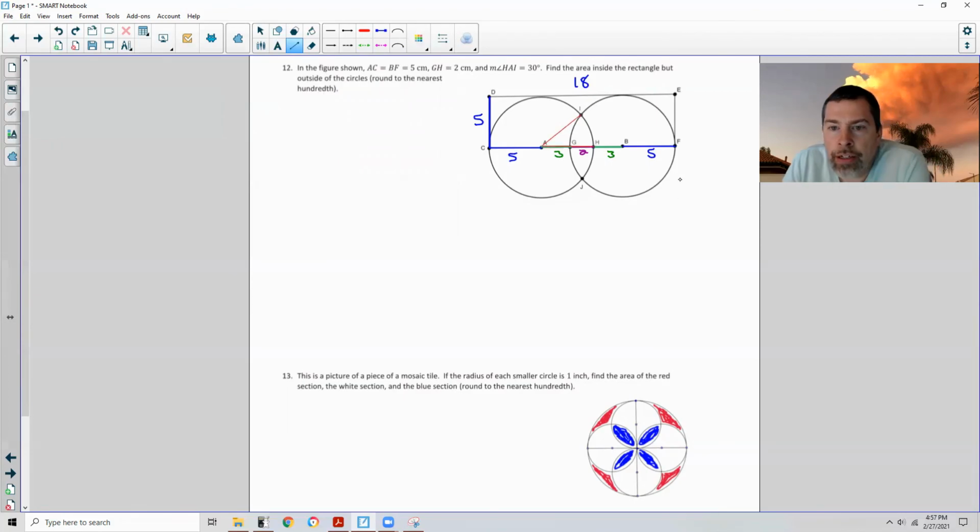That angle right there, HAI, is 30 degrees. I can draw that small, so I'll just put 30 degrees with an arrow. Okay, this angle here, 30 degrees. Find the area inside the rectangle, but outside of the circles, round to the nearest hundredth.